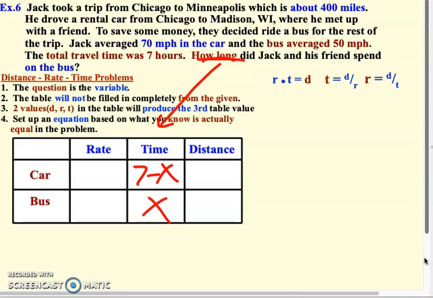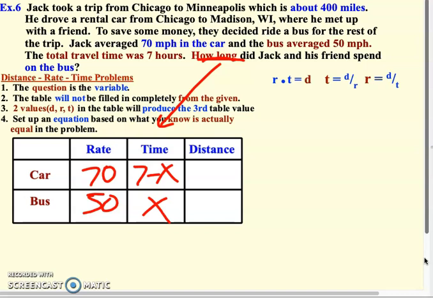Now, starting to fill in some other stuff that I know. The car rate, 70, that was clear. 50 for the bus. Distance, I do not know. I know total distance, but you don't know how to split it. And again, you might go, well, why don't I go like x and 400 minus x? Well, that's legitimate, but that's not what the question asked. It didn't ask you how far, it asked you how long. Okay, so stick to the question that defines the variable.